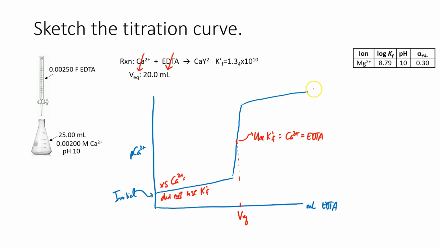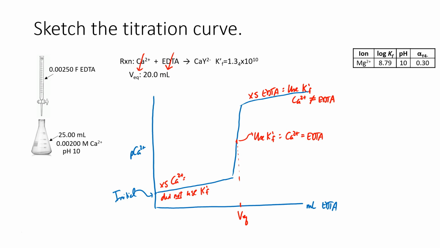But beyond the equivalence volume, we kept adding EDTA. We had excess EDTA. So yes, we used the conditional formation constant. But here, the calcium ion concentration did not equal the EDTA concentration. There was excess EDTA. So that's just a review of how we did those calculations.